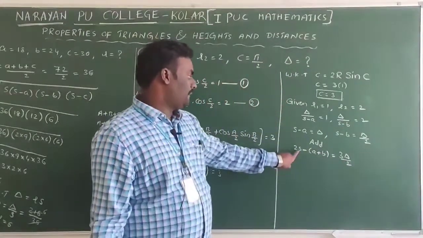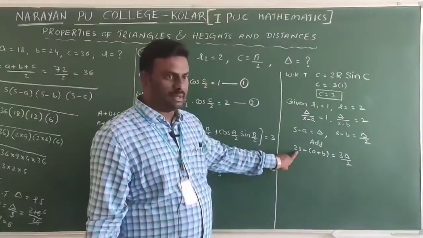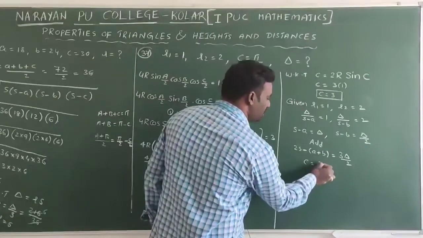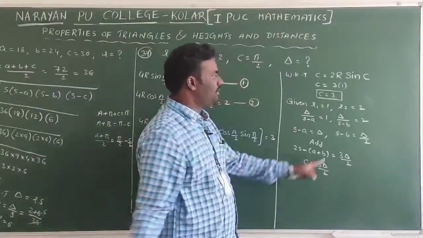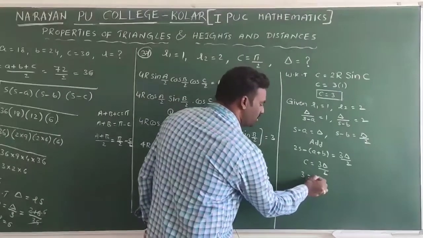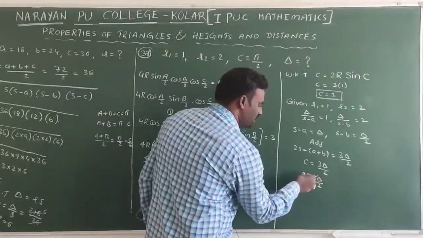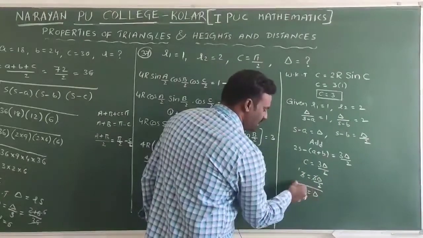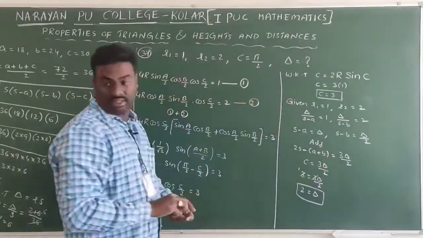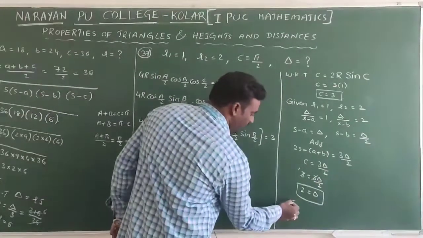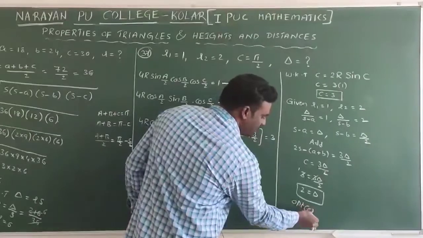But here 2s is nothing but a plus b plus c, so a plus b cancels. Now c equals 3 delta by 2. But already we got the c value, that is 3. You can substitute: 3 equals 3 delta by 2, the 3 cancels, cross multiply, 2 is equal to delta. So finally we got the area of the triangle is 2, that is option C, the correct answer.